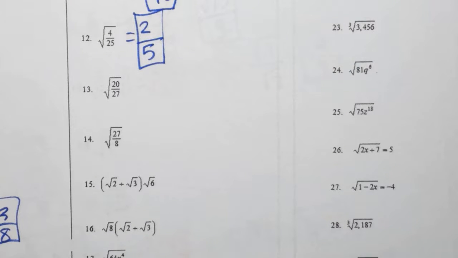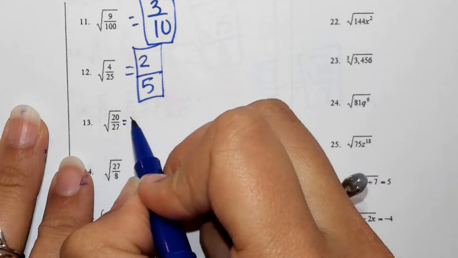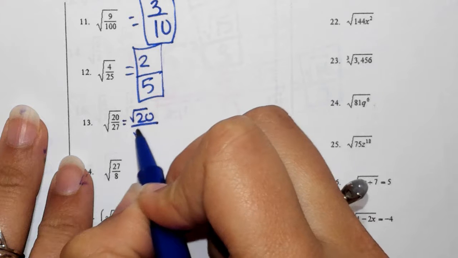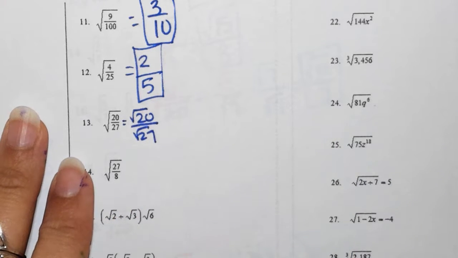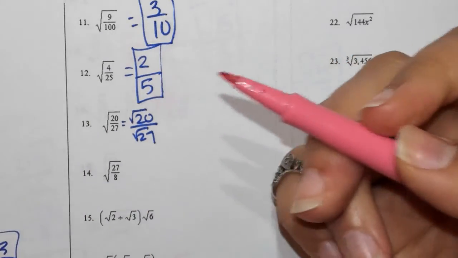So on the other worksheet on number 13, can you reduce 20 27ths? No. So I would start this by breaking it apart into 2 radicals. So I would break it down into the square root of 20 divided by the square root of 27. And then, can we have a radical in the denominator? No. So you have to rationalize, which means we have to multiply the top and bottom by what? It is not 27. It is the square root of 27. Those are 2 different numbers.